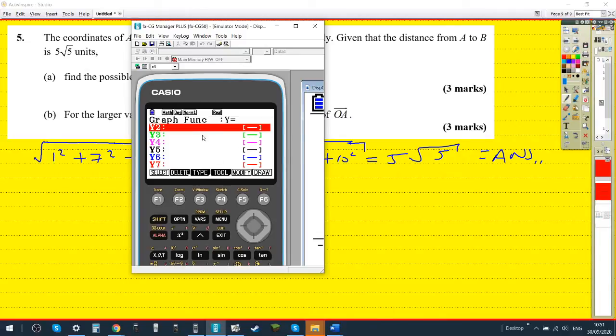Did you go to your graphical bit and go to type and change it to y equals? Yeah, I've done that now. Yeah, thanks. It works now. Okay, great.